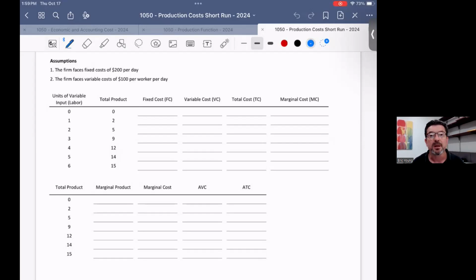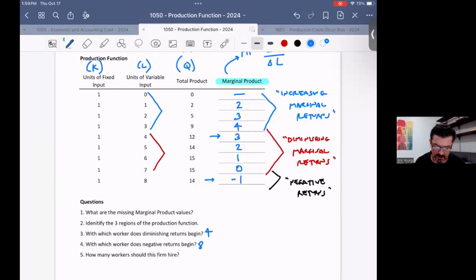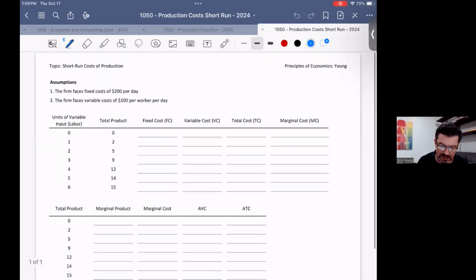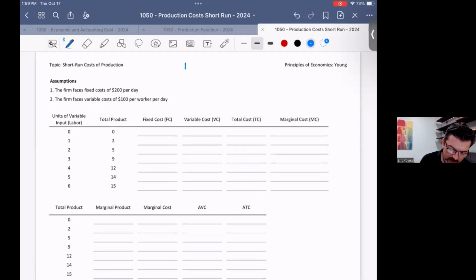And we learned that at first, the number of pizzas will increase rapidly, then it will decrease, then it will fall negative. And those were our three regions: increasing returns, diminishing returns, and negative returns. We learned that production is really important because remember, every company has one primary goal.